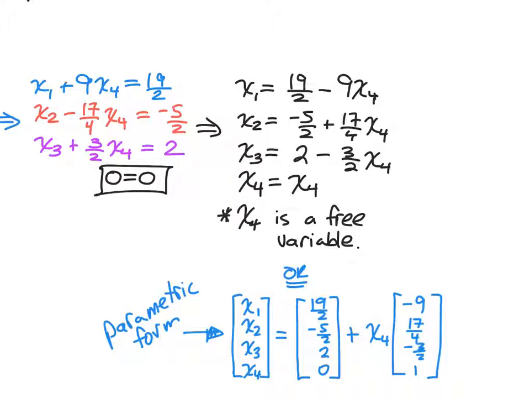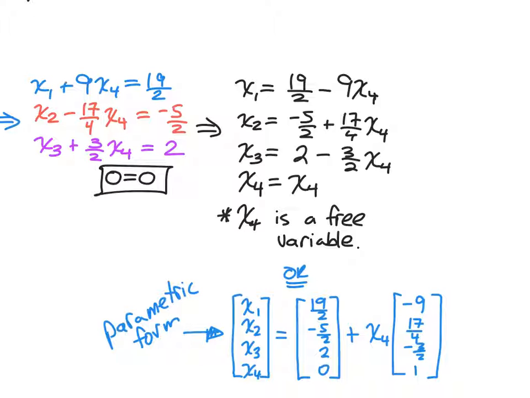That's a very fancy sounding term. Parametric form is really just talking about establishing one variable as a parameter, meaning it is a variable that the other variables are defined in terms of. So if I follow this relationship, I could then know what the values of x sub 1, 2, 3, and 4 are. But it's all dependent on what x sub 4 is.